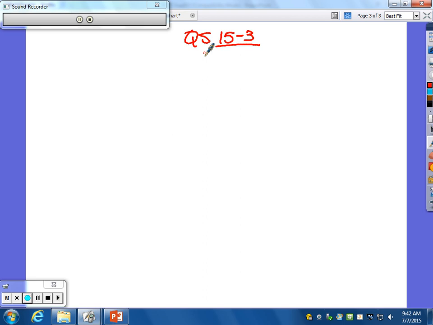Right. Now, the next question is it short-term or long-term? Short-term. So we're going to debit what account? Short-term investment. Short-term investment slash what? Available for sale. We're going to credit what? Cash.